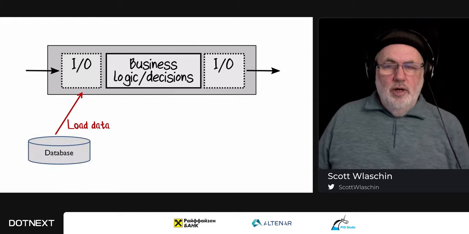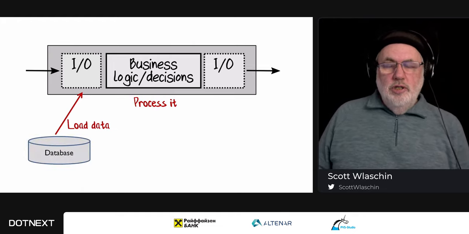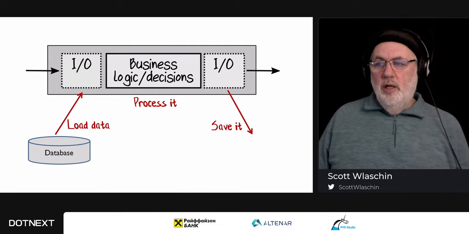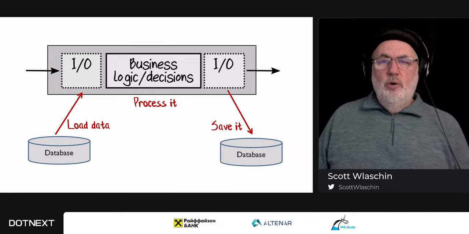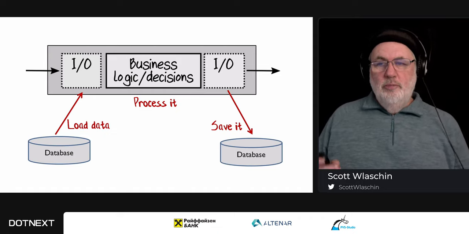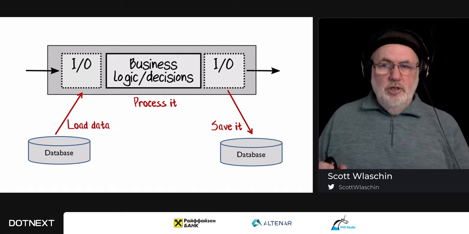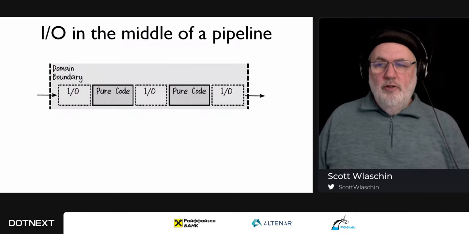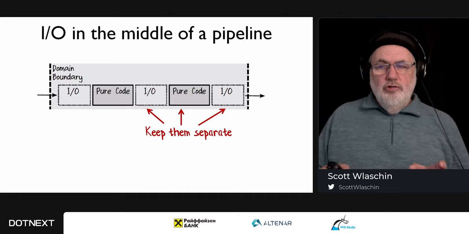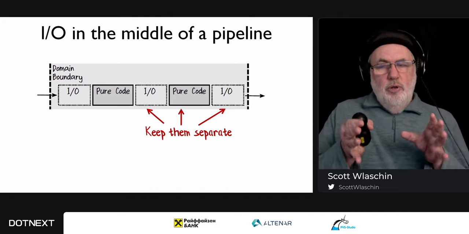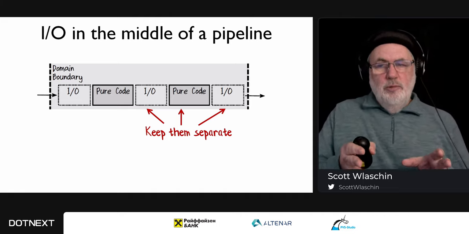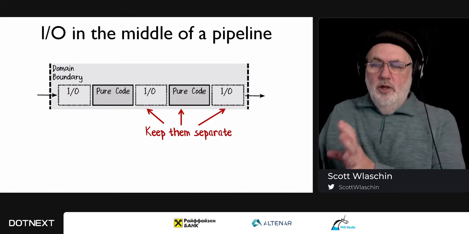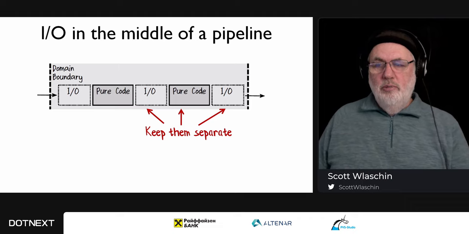You load your data, you make all your decisions and do your business logic, and then you decide what you're going to do with the data. You write it back to disk, or you send it back on the network, or whatever it is. But you keep the I/O separate from the business logic. And if you do need to mix them up, sometimes you need to have more than one thing, you try and keep them as separate components. So you have your pure, predictable, deterministic code, then your unpredictable I/O, then your predictable pure code, and then your unpredictable I/O. Keep them separate, really important.